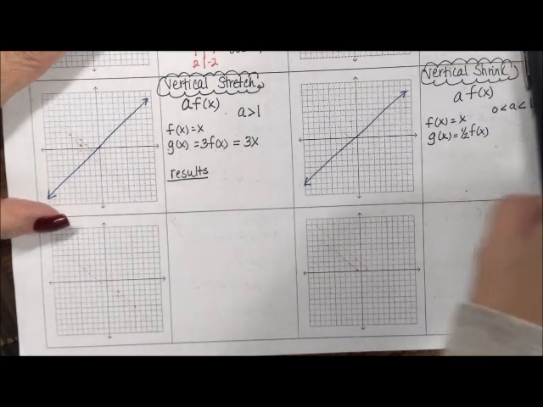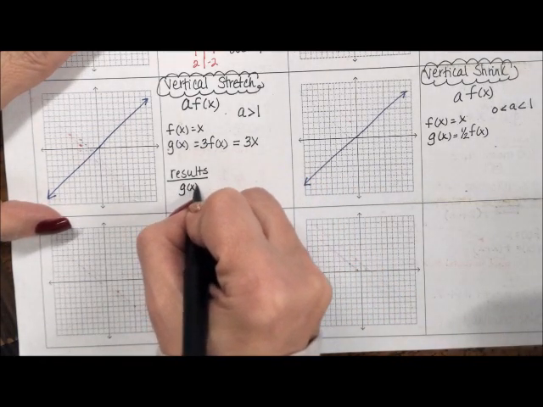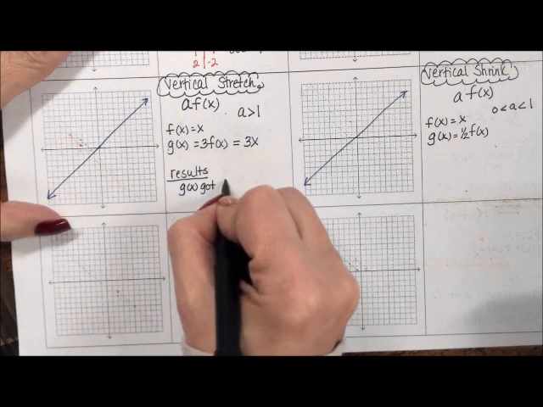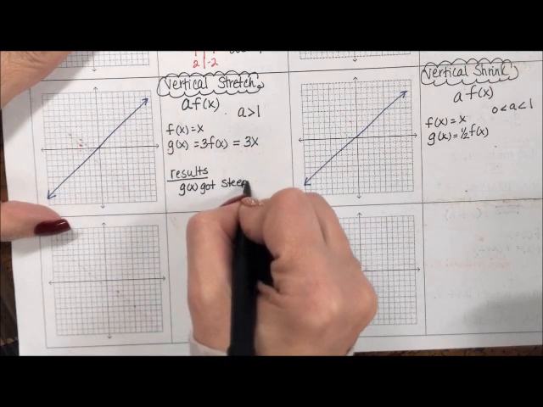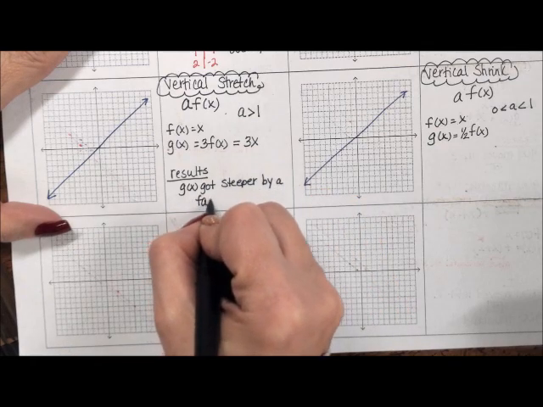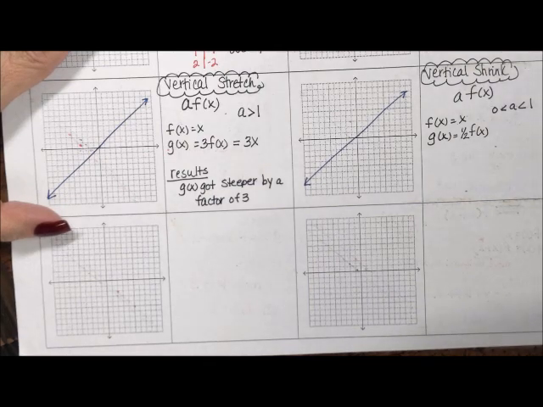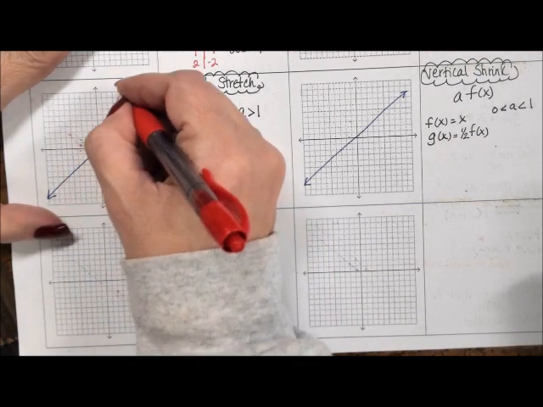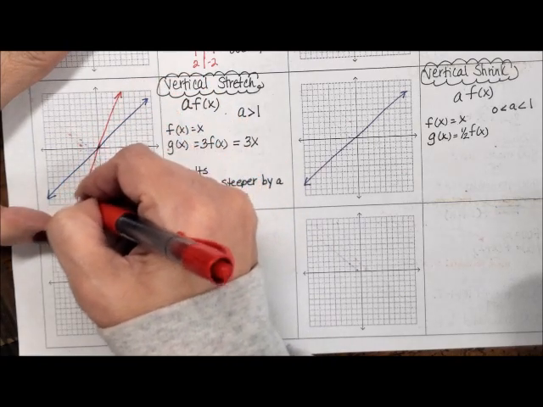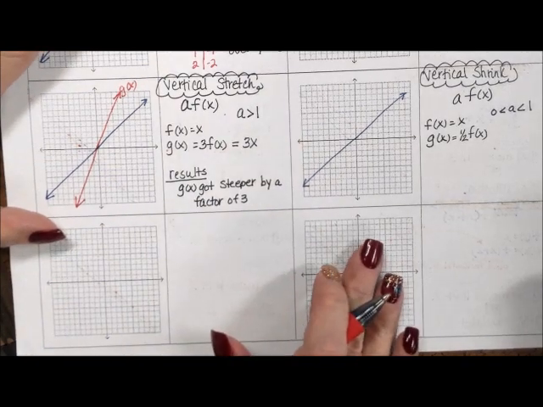So I'm going to say what the result is: that g of x got steeper. And I need to say by what? By a factor of 3. And I'm going to get my red pen and I'm going to draw it. I'm not going to worry about plotting the points. I'm just going to draw it steeper. Okay, this is my g of x. G of x got steeper.